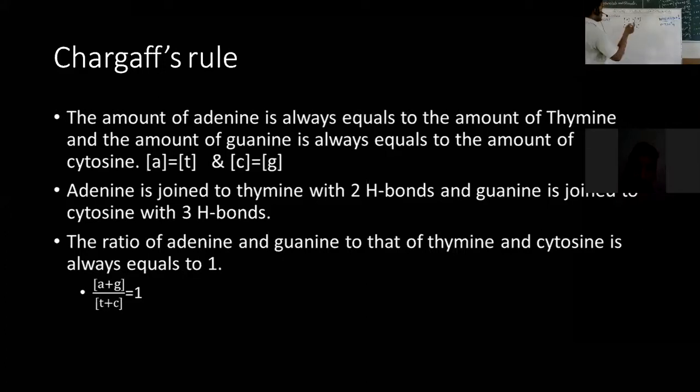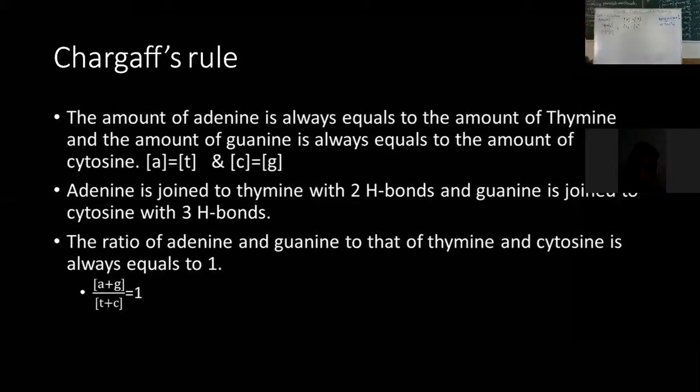That is, in other words, what we can say is A plus G, that is, the concentration of A and the concentration of G, to that of the concentration of cytosine and that of thymine, the ratio is always going to be 1. Now, this particular equation is very important when we talk about solving a question that is based on Chargaff's rule.